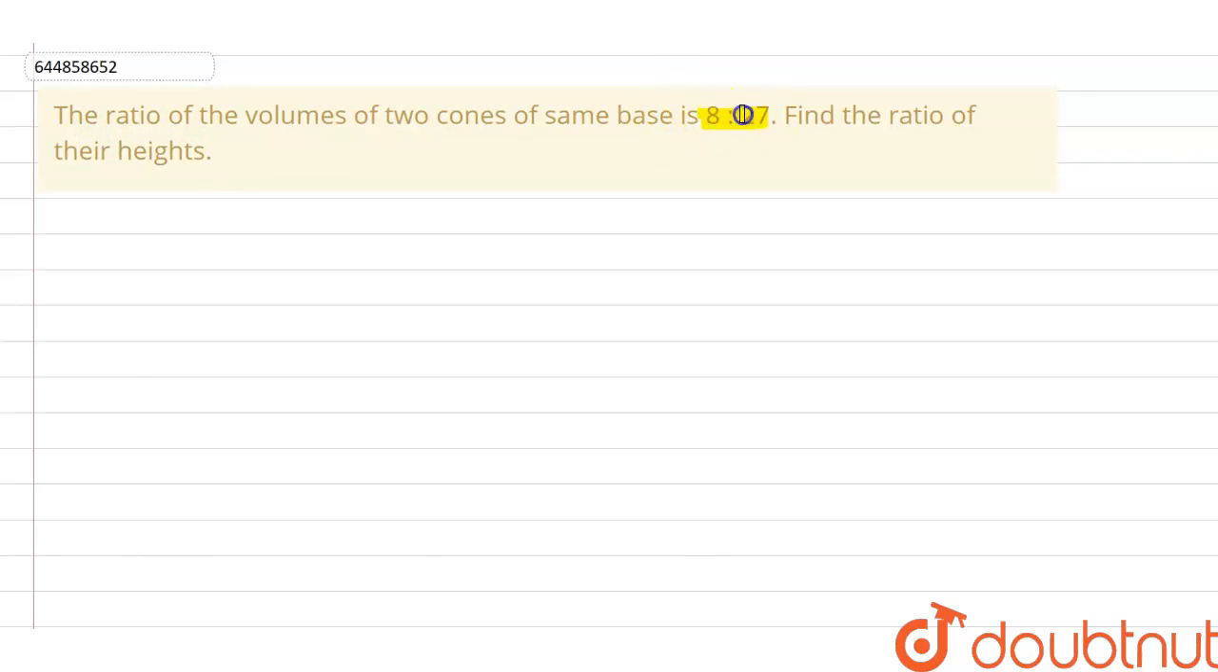Hello everyone, so in this question, the ratio of the volumes of two cones of same base is 8 is to 27. So we have to find the ratio of their heights. So here we have the ratio of volumes of two cones. So the volume of a cone is given by 1 by 3 pi r square h. So we have to find out the ratio of their heights.